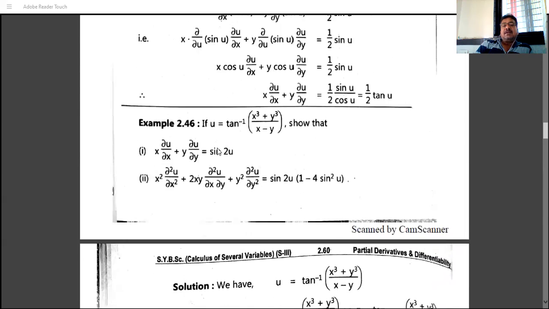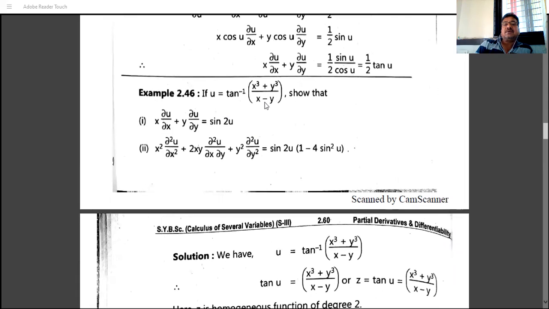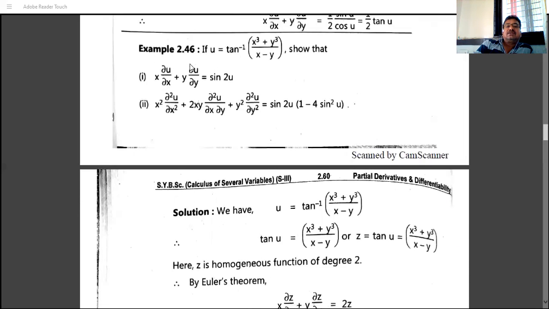The next example is u is tan inverse of x cube plus y cube divided by x minus y. Okay. And then show that x ∂u/∂x plus y ∂u/∂y is sin 2u, and this is what to prove. So use the same line of proof that is used in Euler's theorem and corollary of Euler's theorem. So what is the procedure?